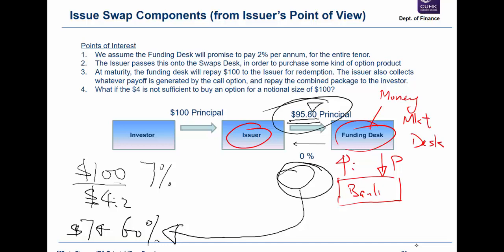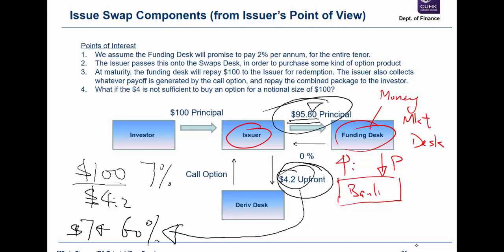So you do that, and you've got something left, don't you? How much do you have left? 4.2. What are you going to do with that money? Well, you're going to go to the derivative desk. You're going to buy that option with the money that you have. So now you're all set.